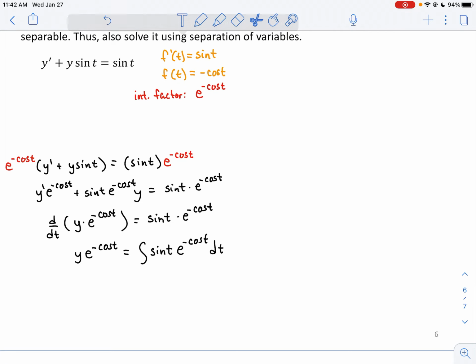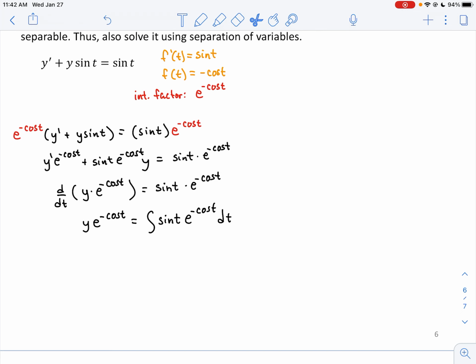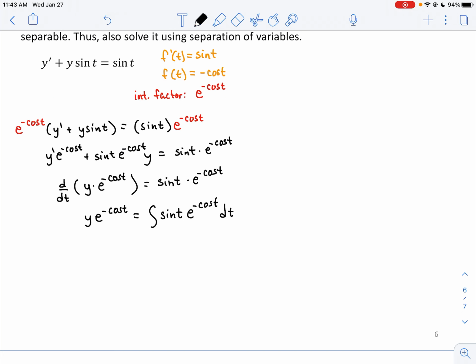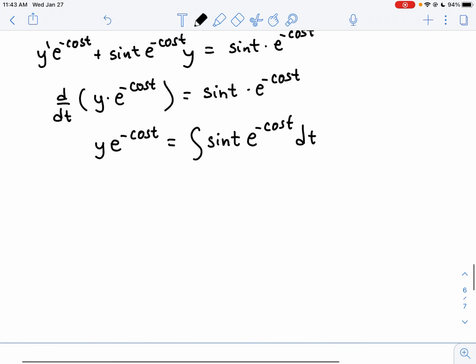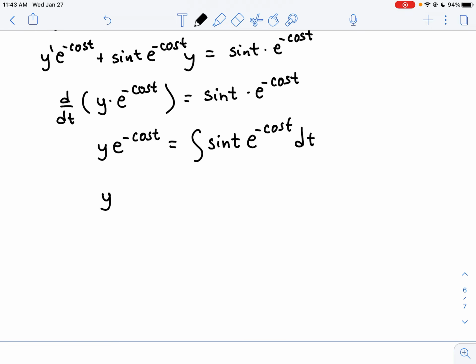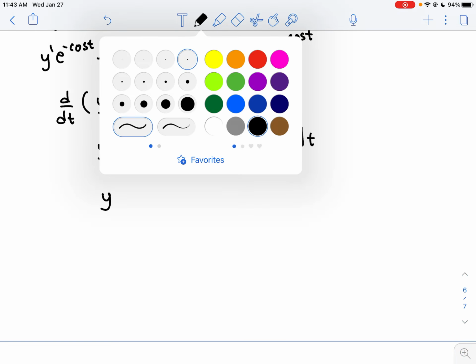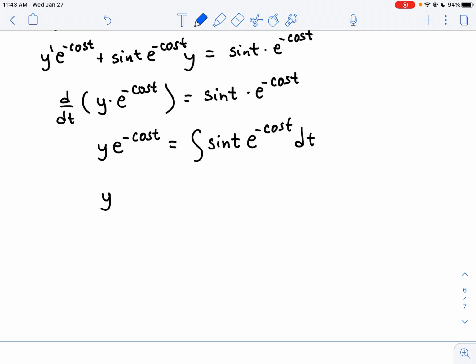Give myself a little more space. Let me put this work there and move this up. I would like to finish all this in one column. To complete this integral here, I need to do a substitution on this exponent.